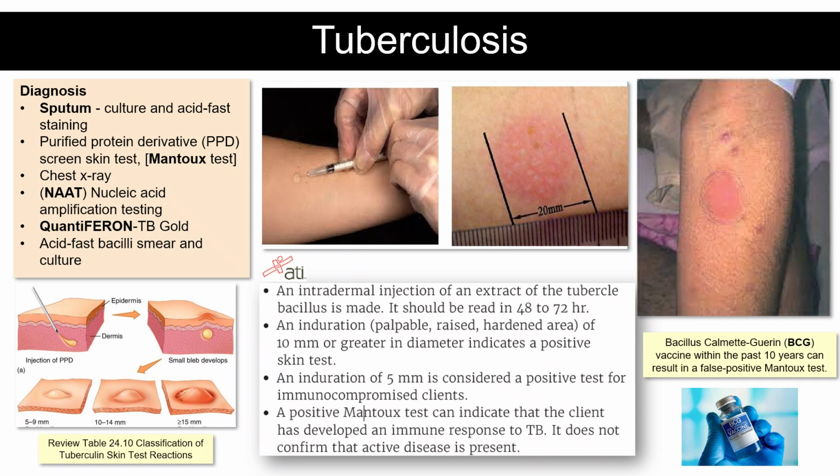One thing to note is that if the patient has received the BCG vaccine, which is a vaccine for TB, we don't give that in this country, but some countries do administer it. If they've had that within the last 10 years, it can result in a false positive Mantoux test. So before the patient gets a PPD test, we ask them, and if they say yes, that they've had this BCG vaccine recently, then we are not going to give them the PPD test because we already know it's going to come out positive. So we will try a different form of testing.